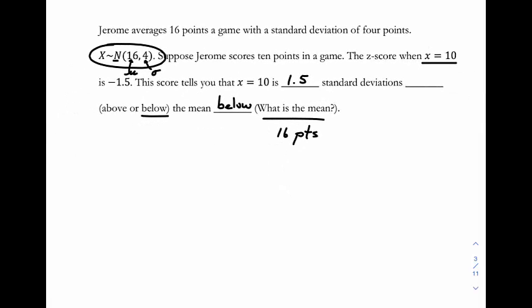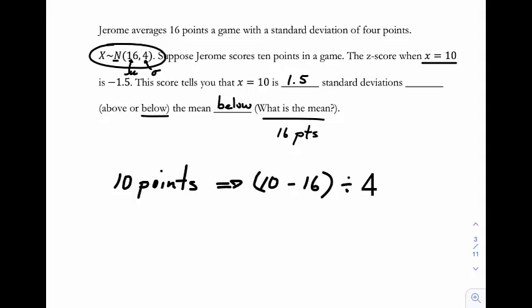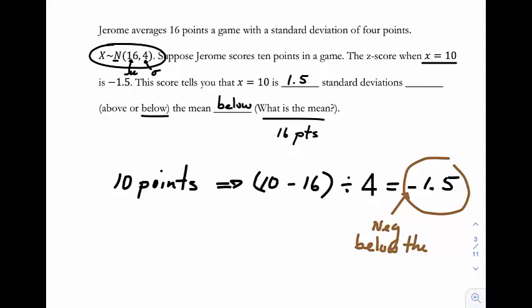So again, to recap this problem, if someone has a score of 10 points, then when we do the math and take 10 minus the mean and then divide by the standard deviation, we notice that we get a value of negative 1.5. But we want to interpret that in two ways. The first way is with that negative. The negative implies that this is below the mean. And we can verify that because 10 is less than 16.